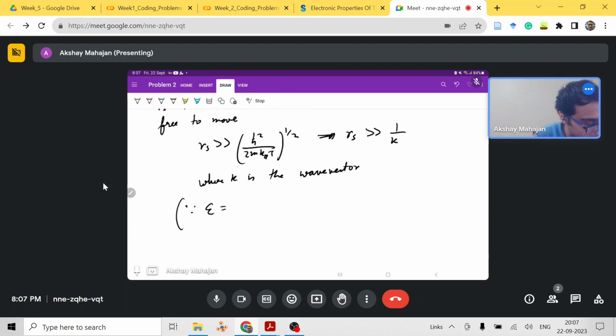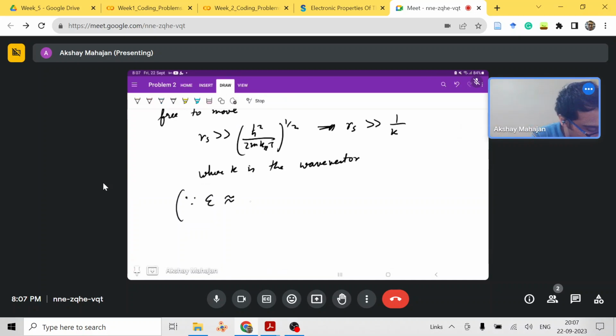At very high temperatures, we are basically going to the Boltzmann distribution. We are seeing the electrons are behaving like classical particles, so our energy will also be approximately equal to kBT, which will be equal to h square k square by 2m. So our k, which is our wave vector, will be approximately equal to (2m kBT / h square) to the power 1 by 2.